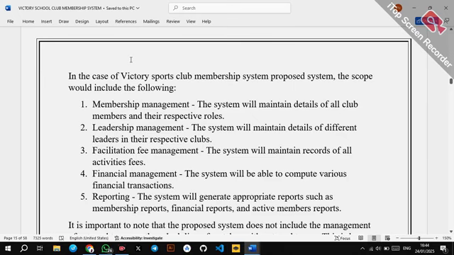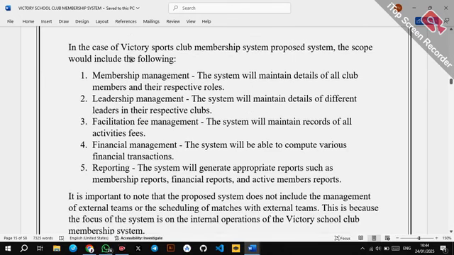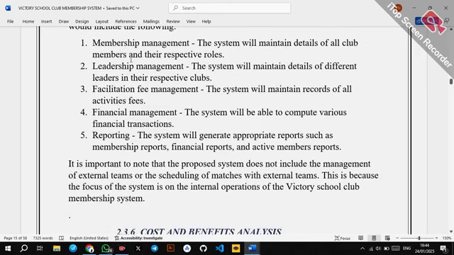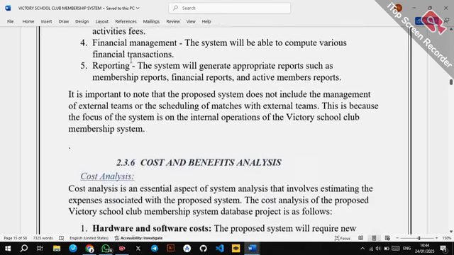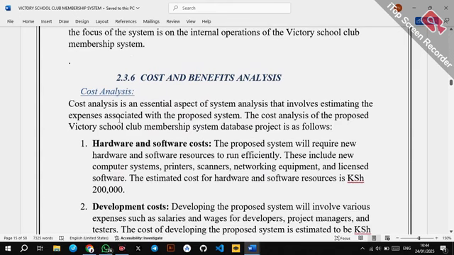What will your system include? Yes, my system includes membership management, leadership management, all those. So under the scope, you write what will your system include. Then you have cost and benefit analysis.